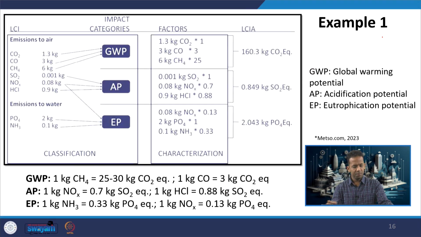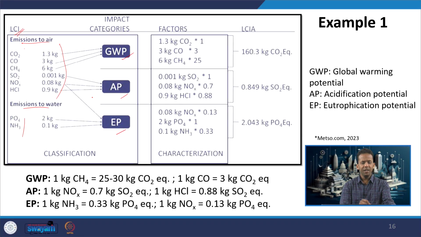Let us take one example here for life cycle impact assessment. So, these are some LCA inventory data, you have emissions to air, emissions to water, there are these gases, and these are some phosphates and ammonia. So, impact categories identified are global warming potential, acidification and eutrophication potential.